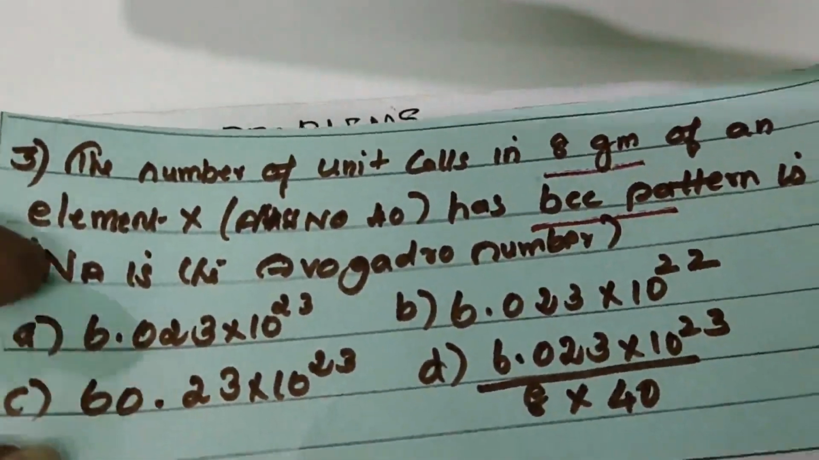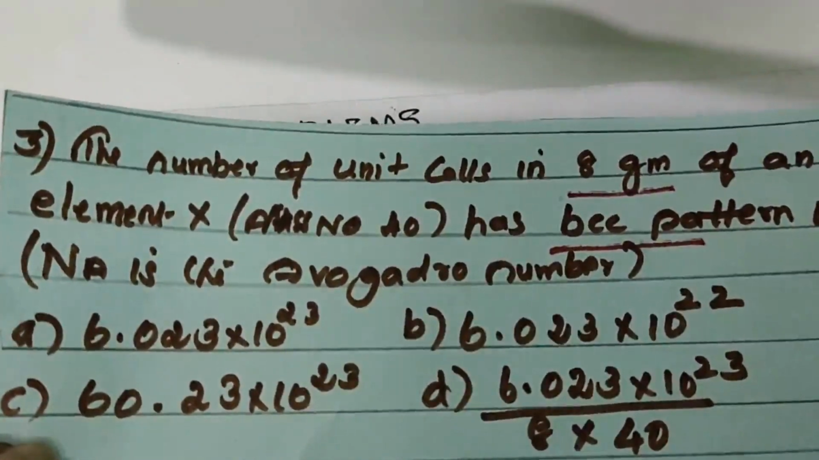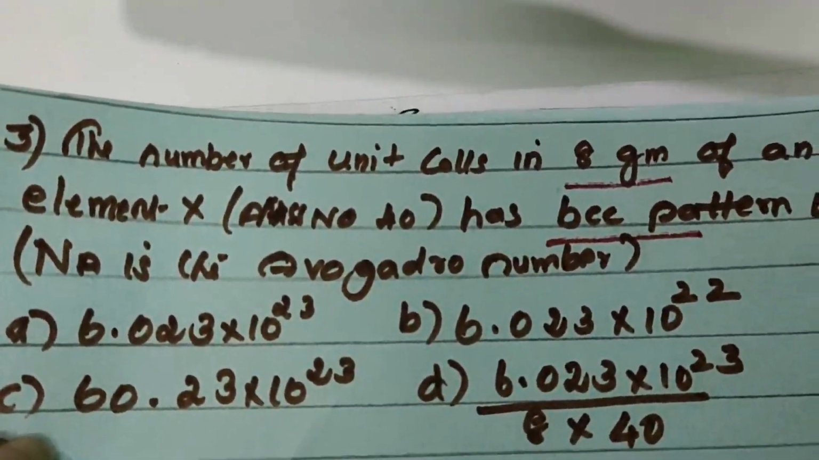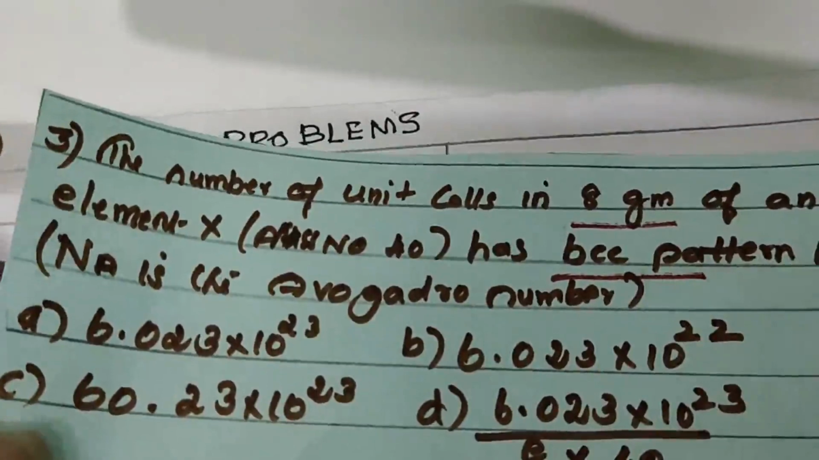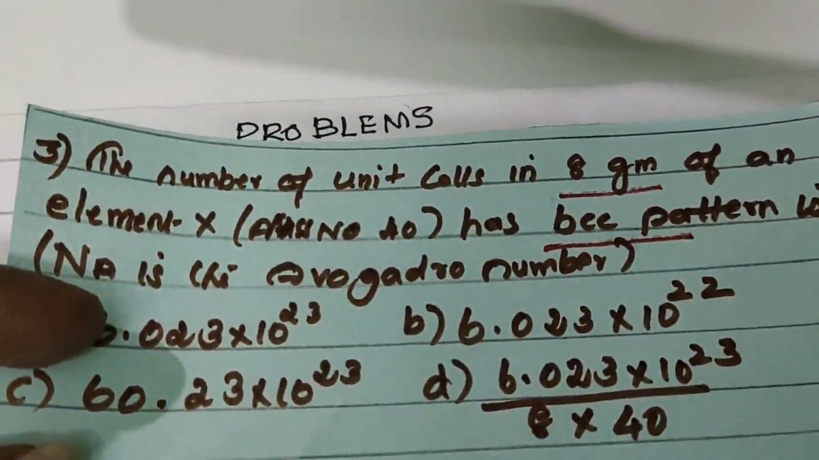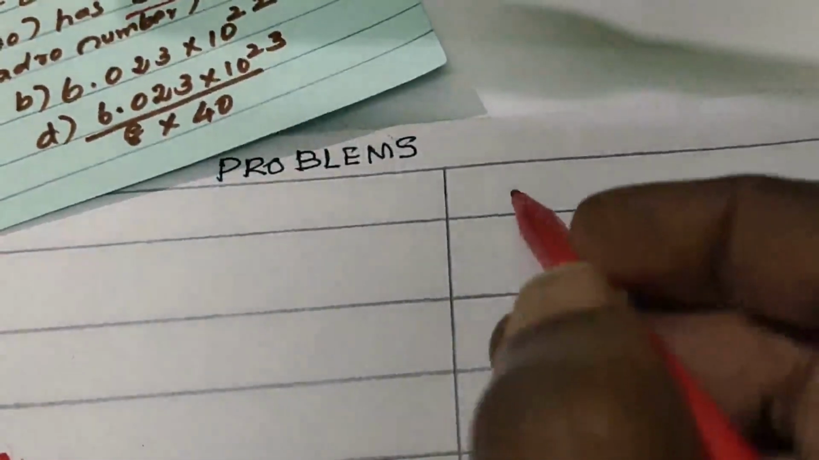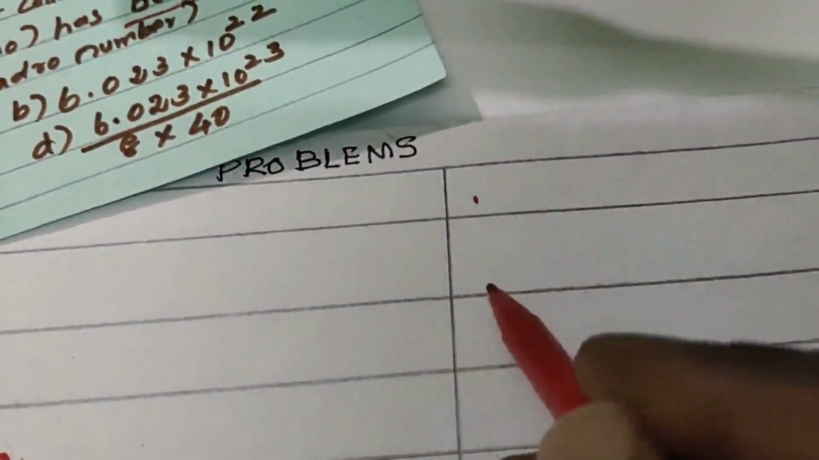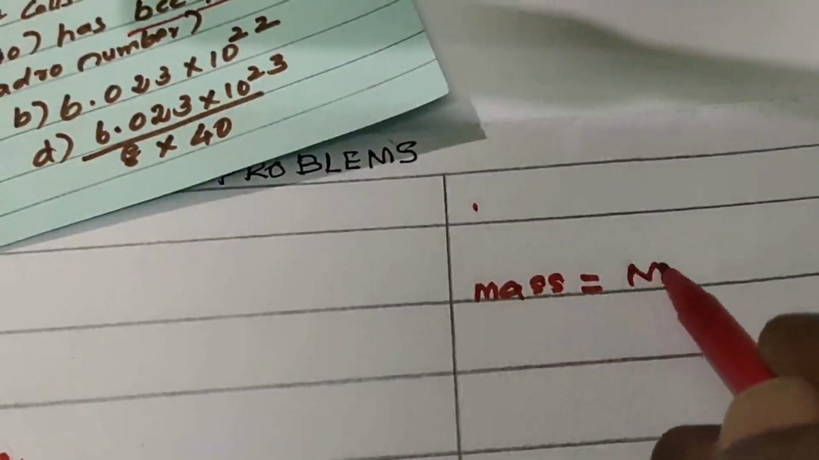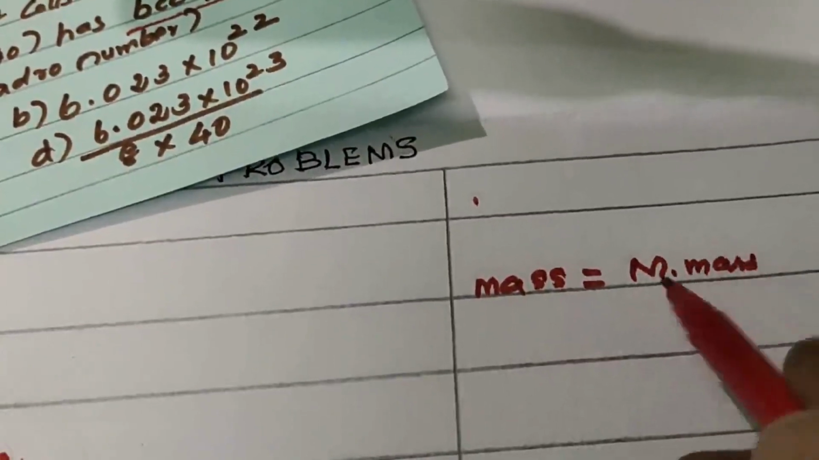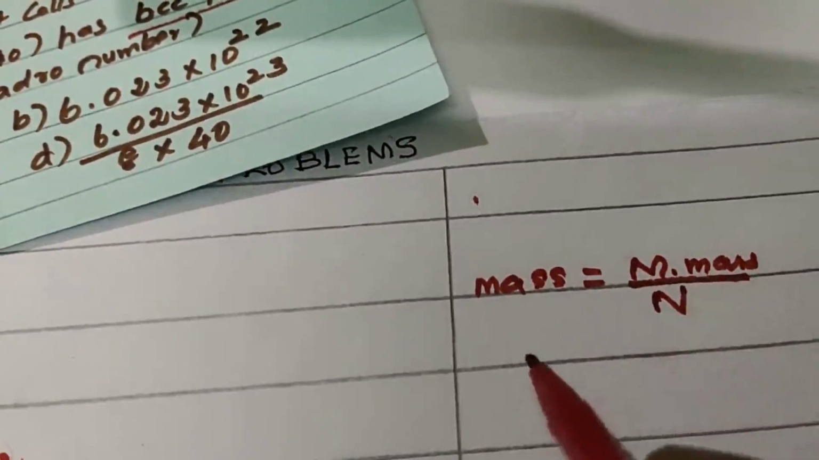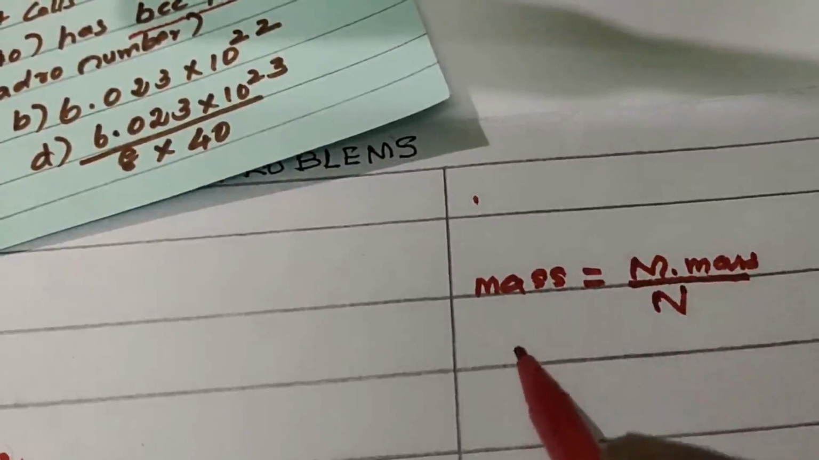Avogadro number is given. So the answer is the option containing the Avogadro number, 6.023 into 10 raised to 23. Then this question is based on the theory part, to calculate the density of the crystal. We know the mass of an atom, mass of the element is equal to molecular mass by Avogadro number. Then the number of atoms is calculated by the formula.